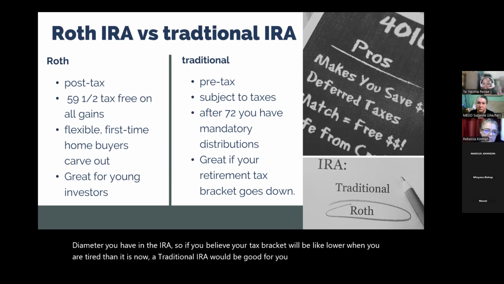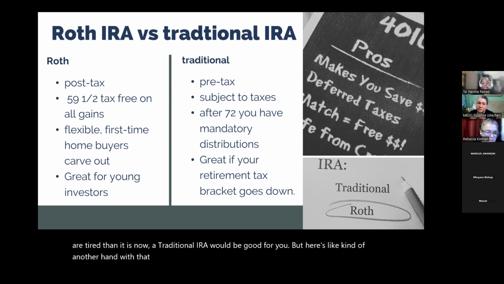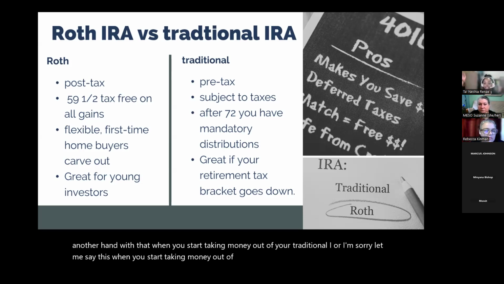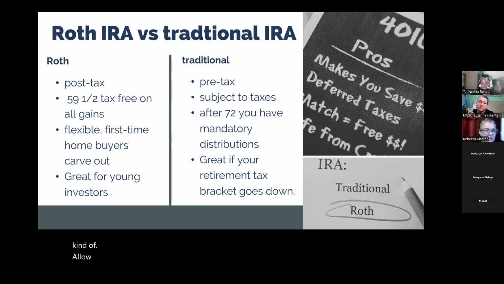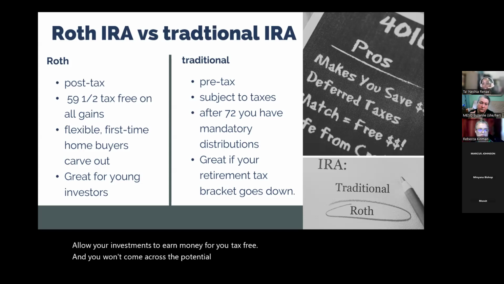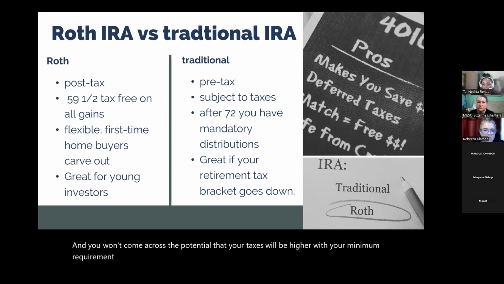But here's another hint with that. Start taking money out of the traditional IRA first, as this will allow your investments to keep earning money for you tax free, and you won't run into the potential that your taxes will be higher with your minimum required withdrawal. Is that making sense, everybody?